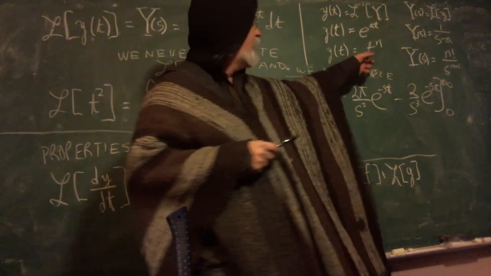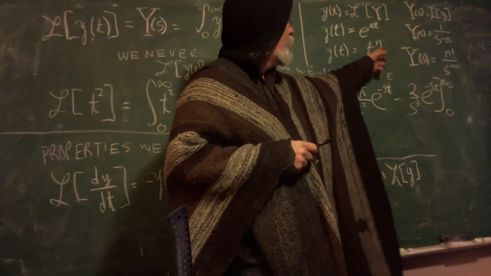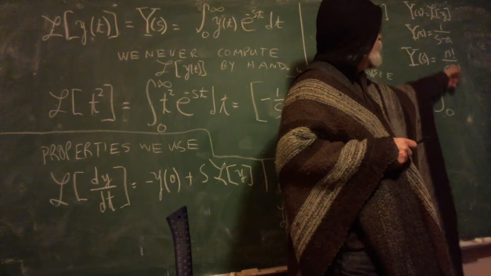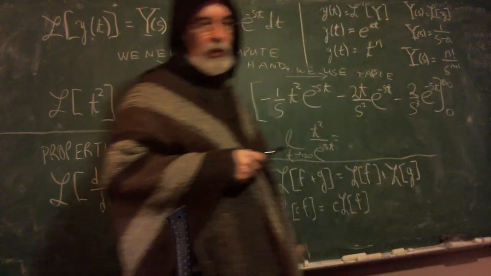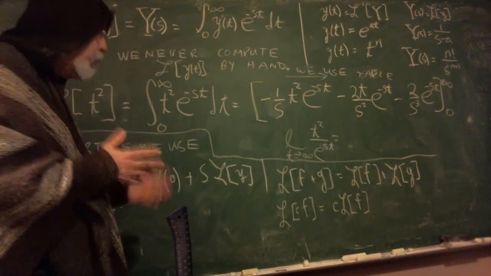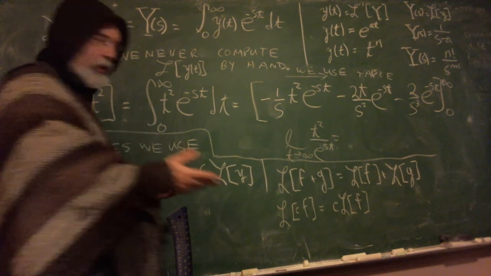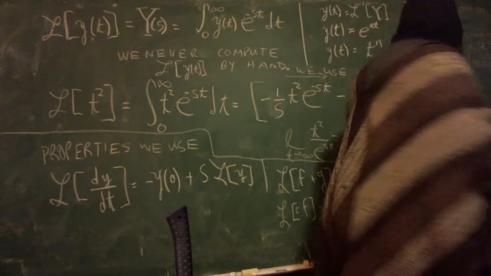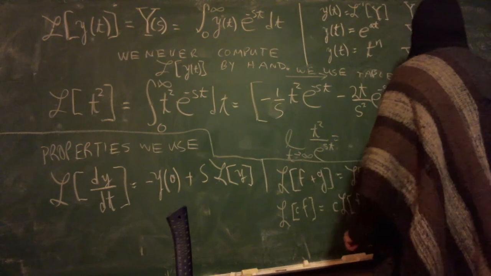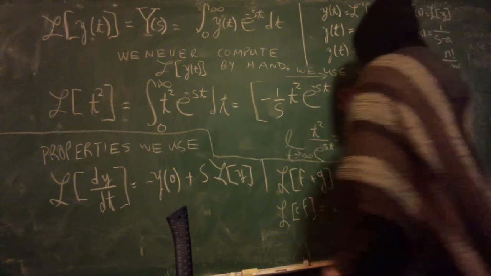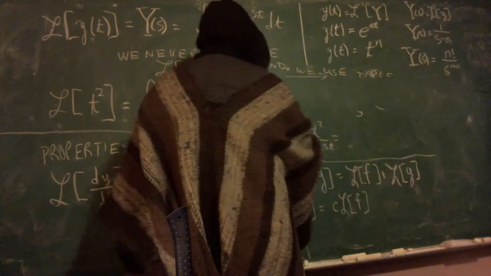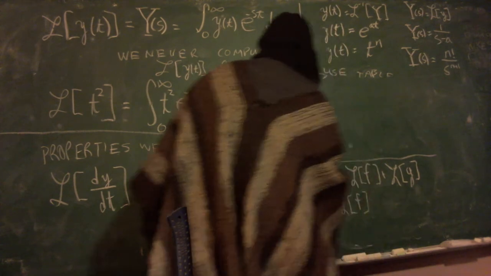And if you notice the formula, if this n was 2, I'd have 2 factorial, which is 2 divided by s to the third, which is what we got. So nobody does these things by hand. They just read them off of a table. We never are going to be doing what just happened. But it's doable, and people have done them for a long time. I will never ask you to do one of these things by hand.